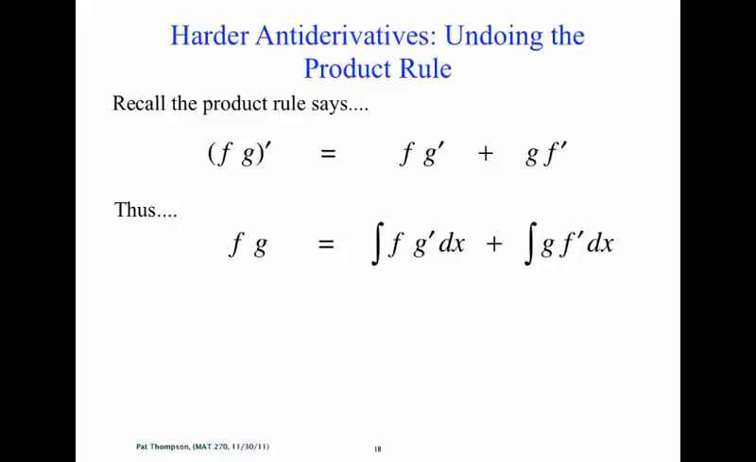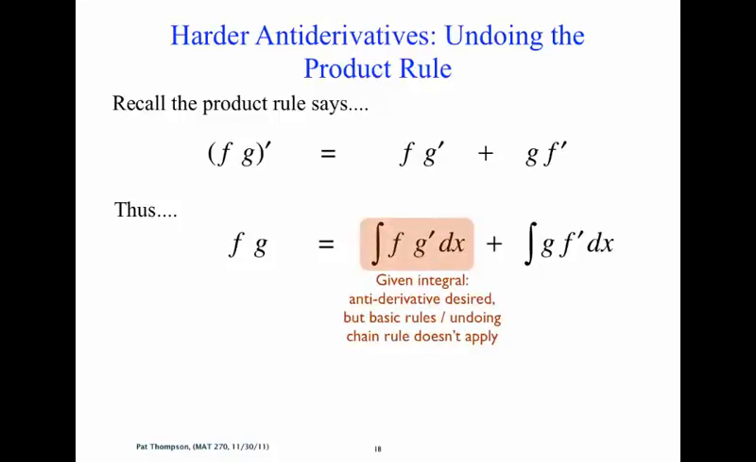Okay, so what we're going to get is problems that are just going to be one integral, though. So we're going to get, say, a given integral that will be, in disguise, f g prime. And so we want the antiderivative of that. But when we look at that, our basic rules, or undoing the chain rule, which is the one we check first, right? Undoing the chain rule doesn't apply.